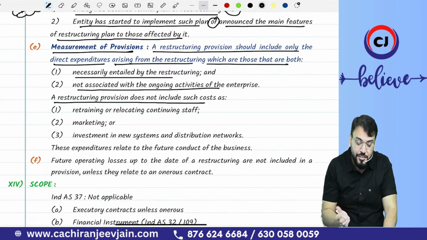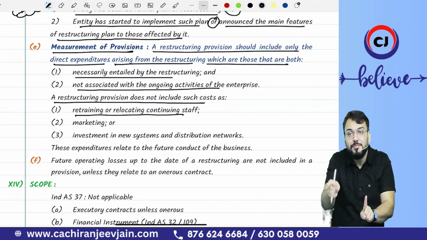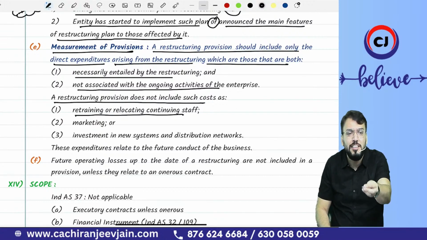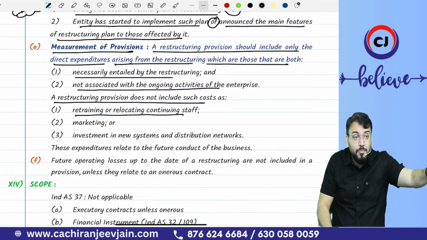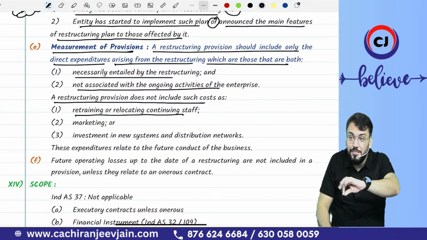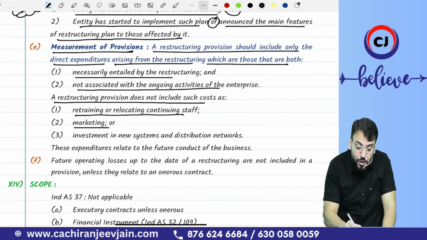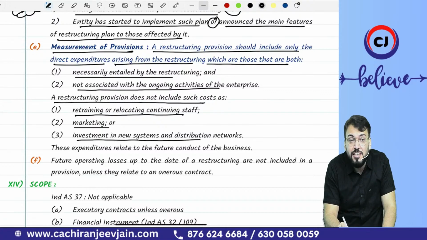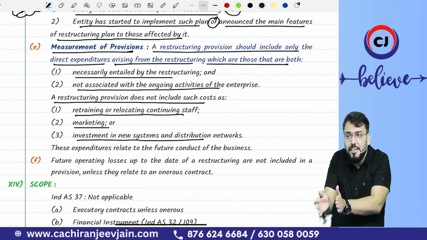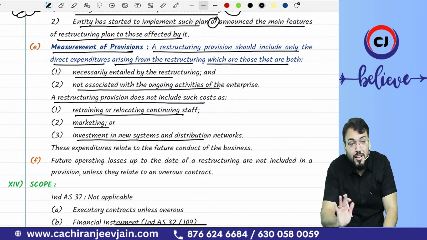They are just giving a clarification. Any retraining or relocation of continuing staff, any retraining expense or relocating the continuing staff. It is quite possible that some of the employee which has been retrenched can be reappointed in some other job within the entity. So that will be also some cost of reappointed, so retraining or relocating the staff, or marketing activities or investment in new system and distribution network. Suppose you are closing one factory and starting a new factory, so that is investment in new system. So for that you will not create provision.